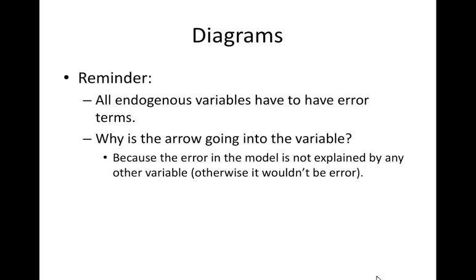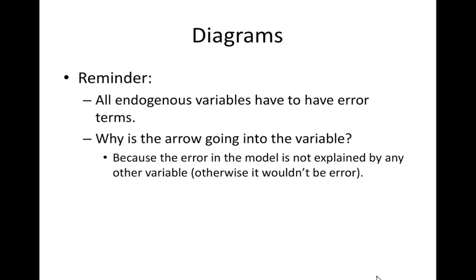But why does the error term have an arrow going to that variable? Because the error in the model is not explained by any other variable, otherwise it wouldn't be error. And so really, it's not even that the error is predicting the square, it's just that the error is associated with the square. Because the square is where the error is coming from. So both of the arrows go in towards the square when you're drawing them.